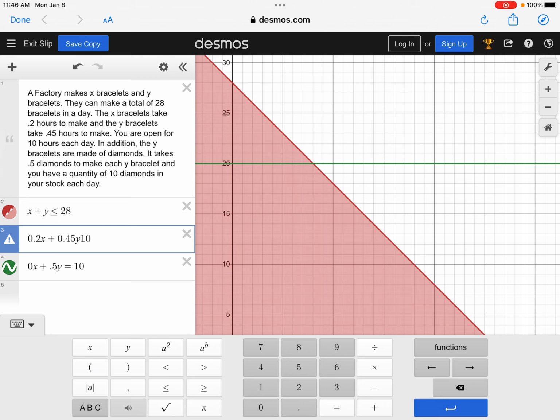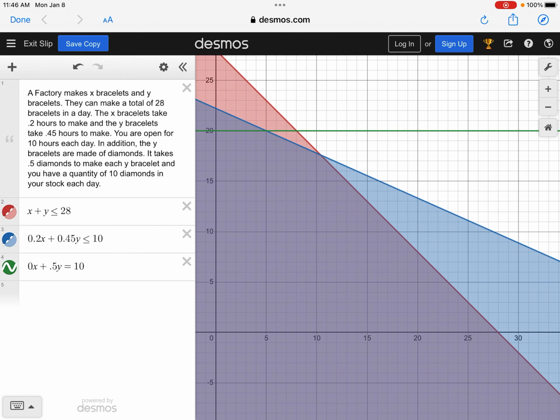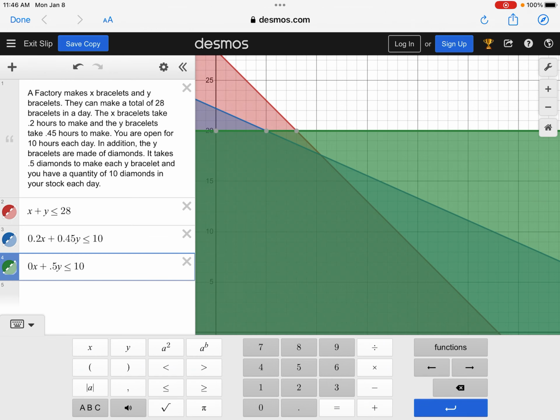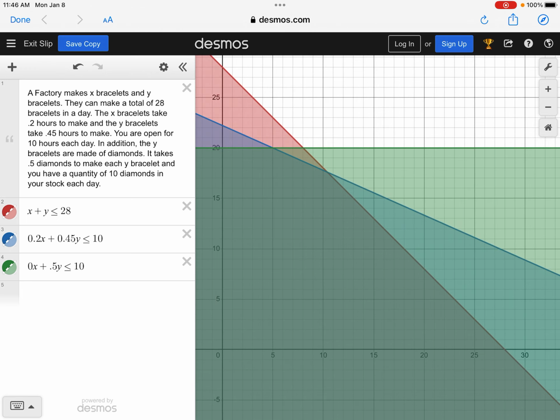Okay, let's go look at our time. All right, so we have 10 hours of time to make these bracelets. Well, we could make them and be under the 10 hours, but we don't have more than 10 hours. So again, this is going to use the less than or equal to sign as well. All right, and then lastly, we have 10 diamonds total. We don't have more than 10, so we're going to have to use the less than or equal to symbol as well for this.